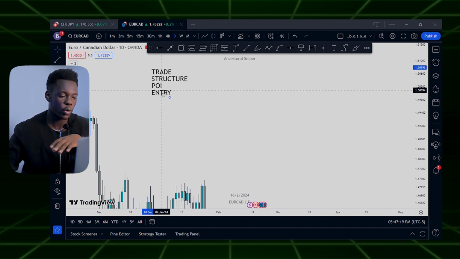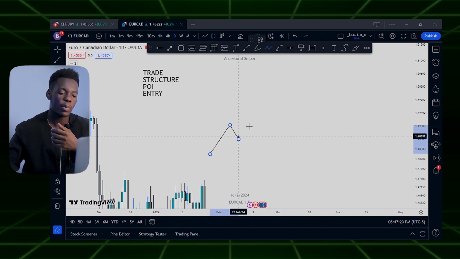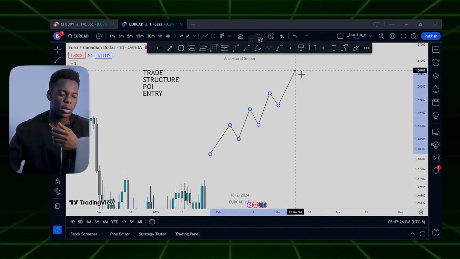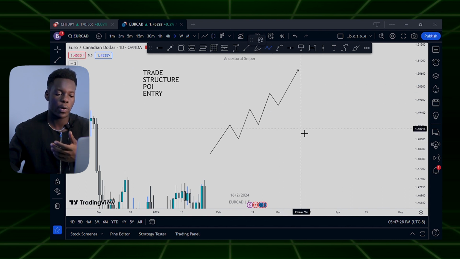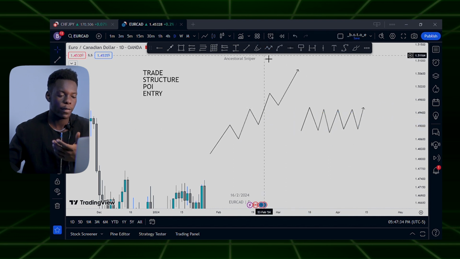Now, what you need to know is what the structure looks like. By structure, basically what I mean is uptrends. We do have the consolidation or the ranging markets, that's a sideways movement. Then we do have the downtrend as well.